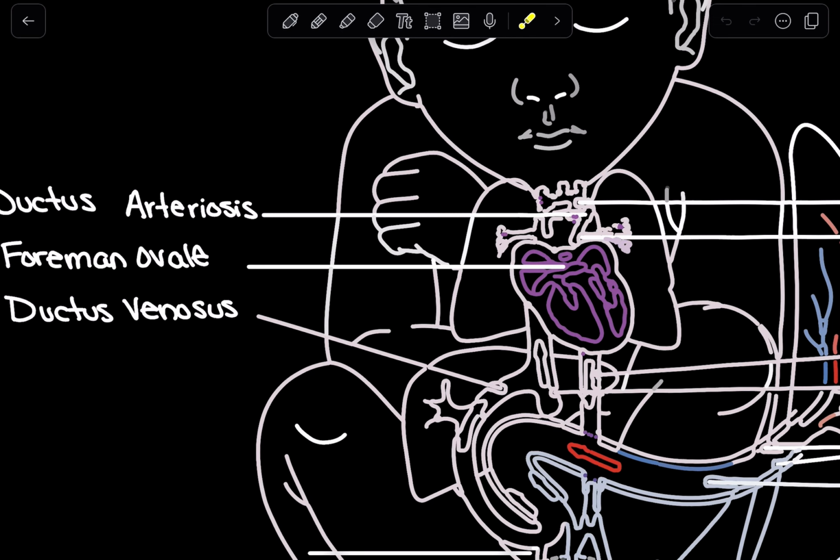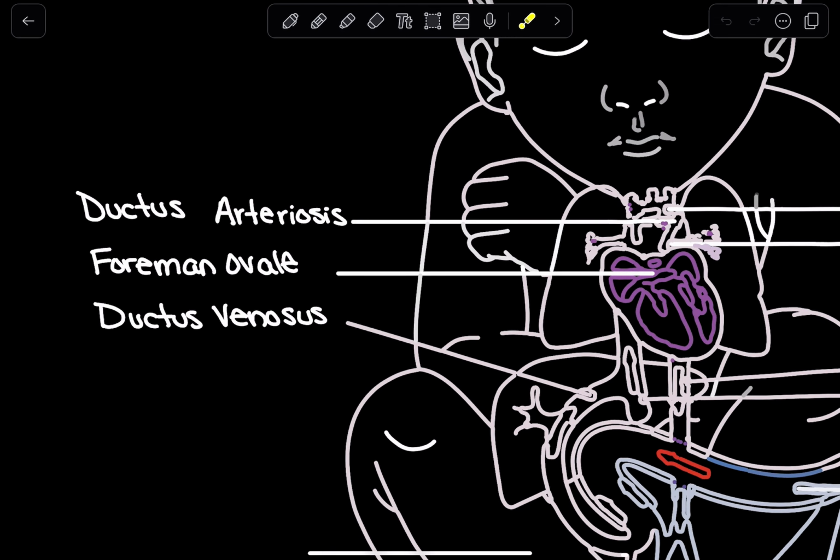So how are we going to bypass the lungs? How is that deoxygenated blood going to bypass the lungs? So that deoxygenated blood that enters the right atrium is going to go into the right ventricle. But instead of being pumped to the lungs, it is going to enter the aorta. But how does it enter the aorta? It does so through another opening referred to as ductus arteriosus.